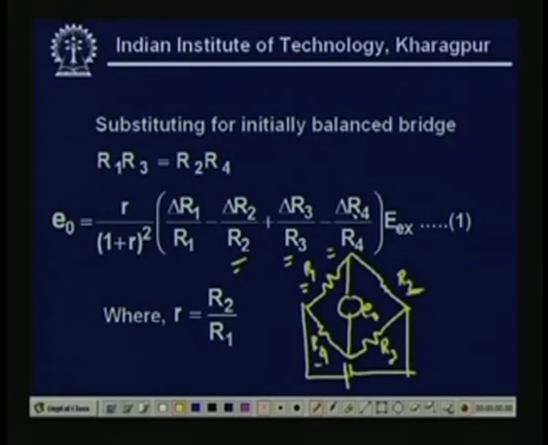Now, let us derive this equation, that means equation number 1, how we got it actually. This is a very important equation of the unbalanced Wheatstone bridge. So, let us derive that.